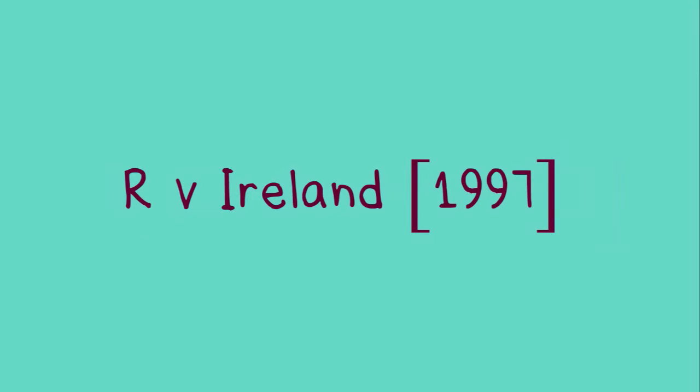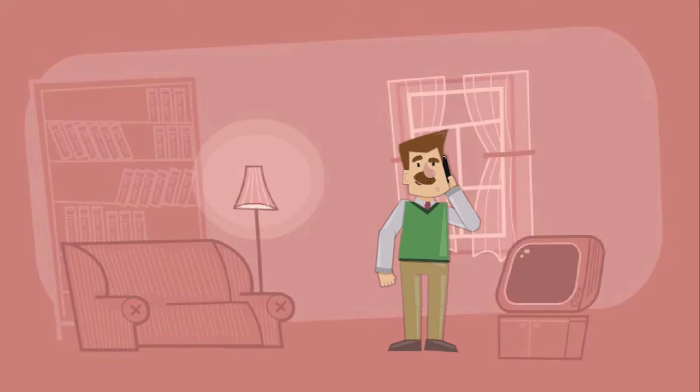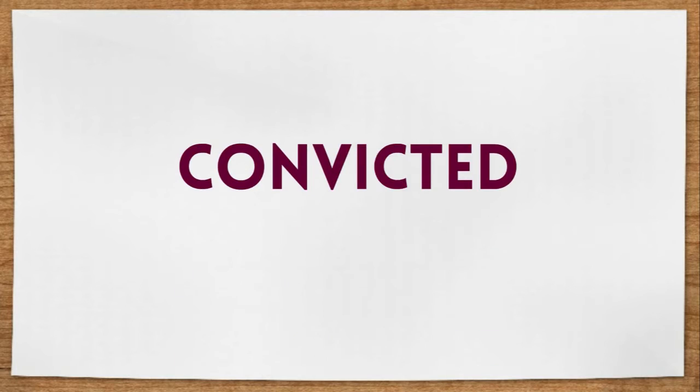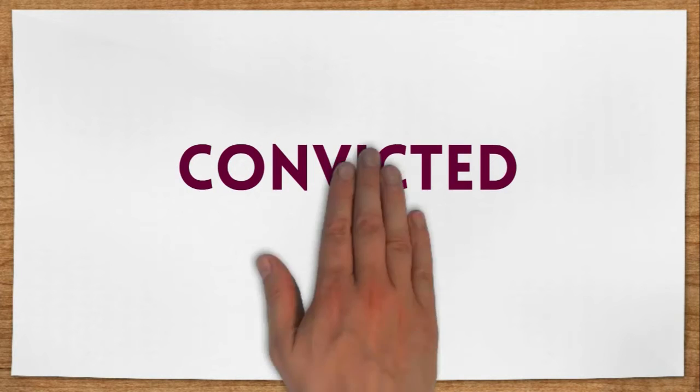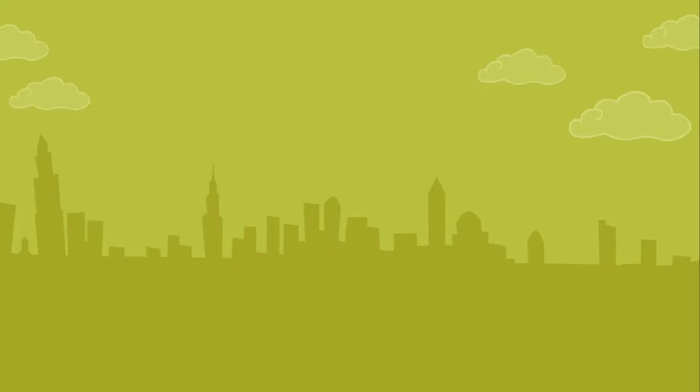In R versus Ireland 1997, the defendant made a series of silent phone calls to 3 women over a period of 3 months. He was convicted by the state under the Offences Against the Person Act 1861. If you were thinking that the parties are the state and the individual, you are correct.